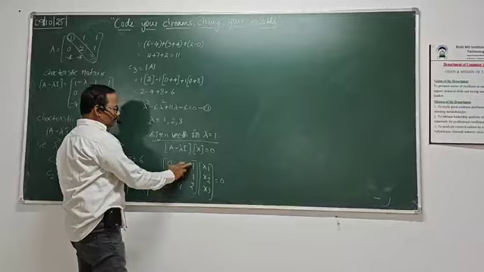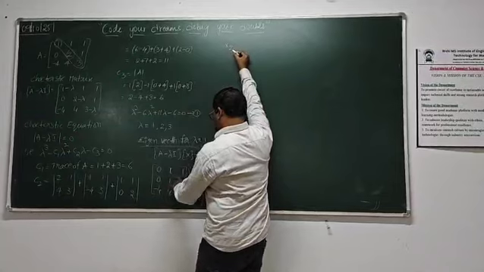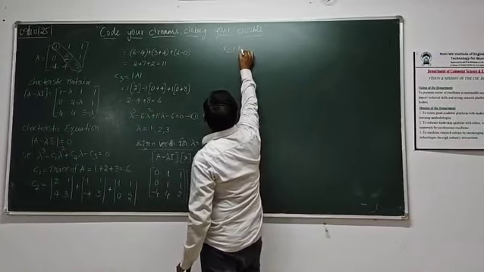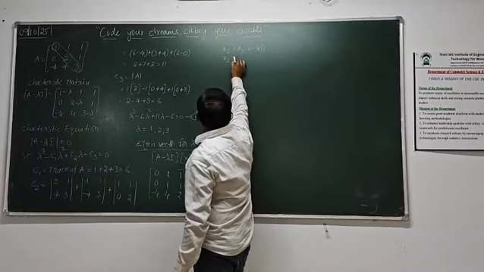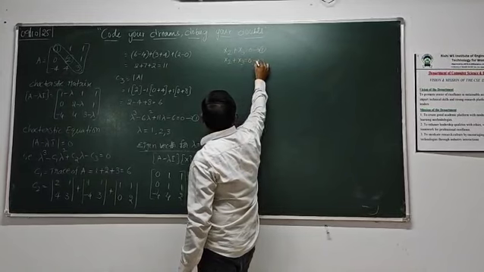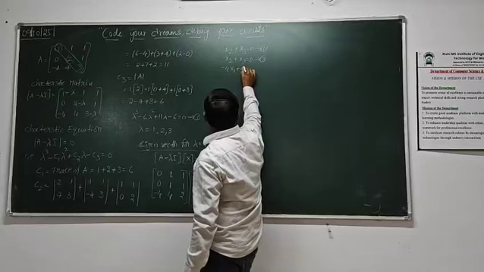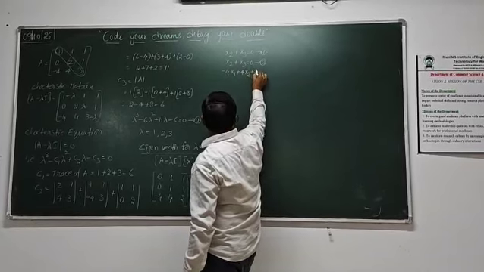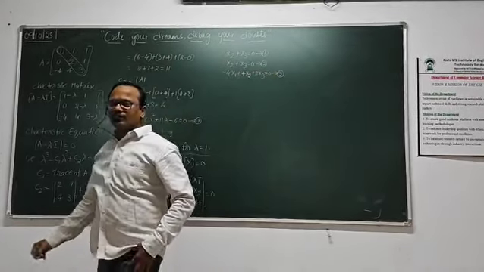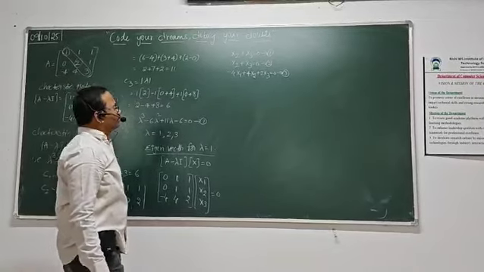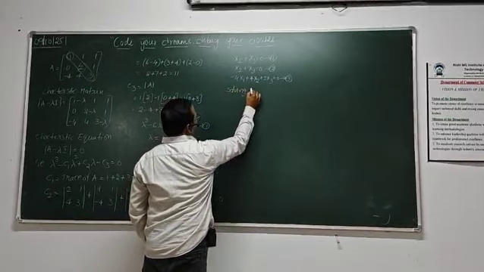Now multiply: 0 into x1 is 0 plus 1 into x2. Write down the three equations. x2 plus x3 equal to 0, this is equation 1. Next, x2 plus x3 equal to 0, this is equation 2. Minus 4x1 plus 4x2 plus 2x3 equal to 0, this is equation 3. So solving any two equations, we get the values of x1, x2, x3. So solving equations 2 and 3.